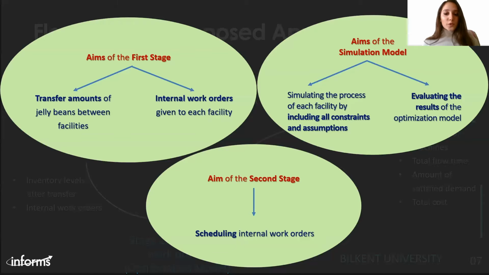The aims of the first stage are to determine the transfer amounts of jelly beans between facilities and the internal work orders given to each facility, while the second stage aims to obtain the sequence of these internal work orders. And finally, the aims of the simulation model are simulating the process of each facility by including all the constraints and assumptions and evaluating the results of the optimization model.